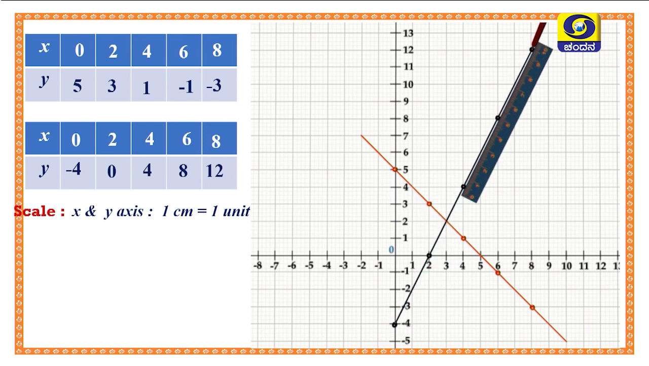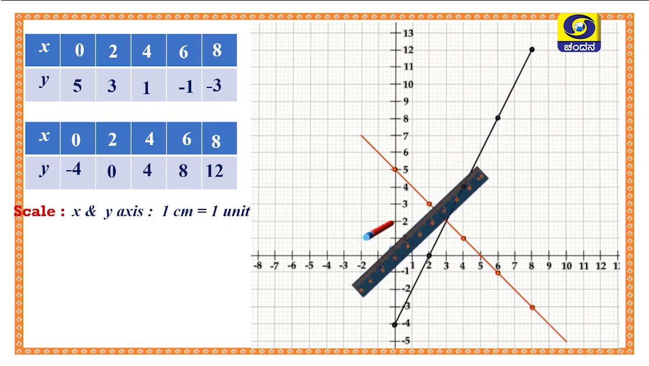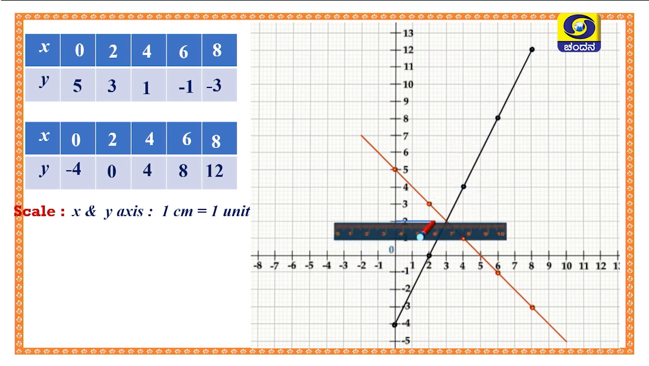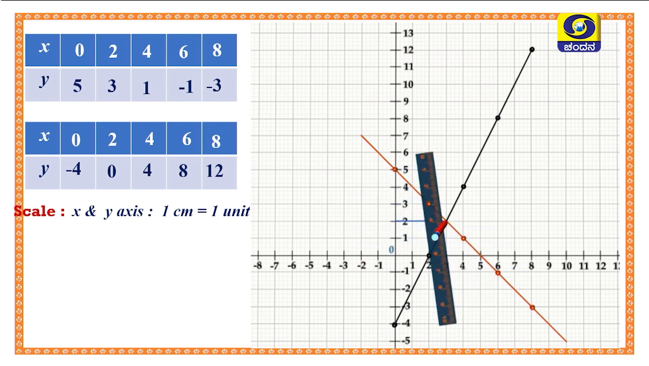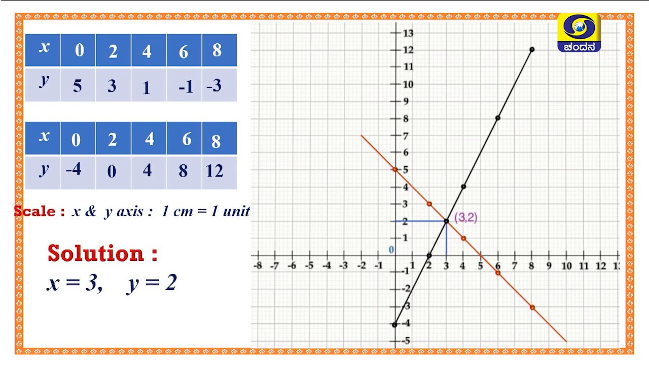Mark the intersection point. Where is that horizontal line meets y axis, and where is this perpendicular line meets x axis, children? It will meet x axis in the point 3 and meets y axis in 2. So, the point is 3 comma 2. We get the solution x is equal to 3 and y is equal to 2.